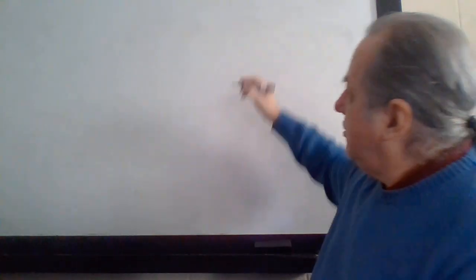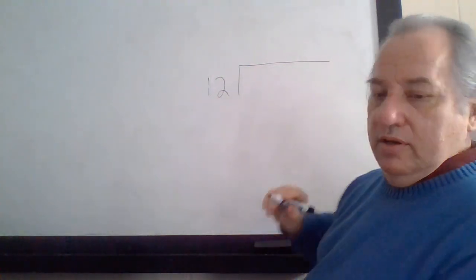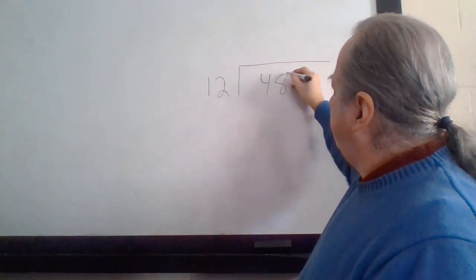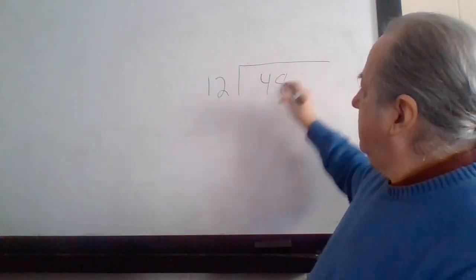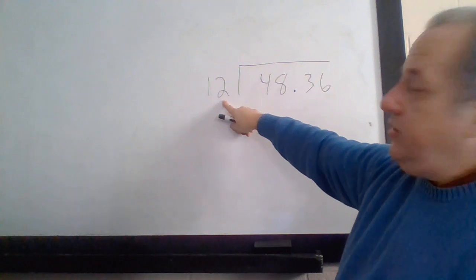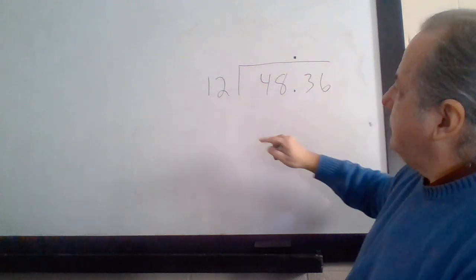And it's not going to be too much different, but we'll shorten it up. We'll already make it a whole number here just for the sake of time. And we're dividing 12 into 48.36. So there's no decimal moving that I need to do here or here. So I line up my decimal.